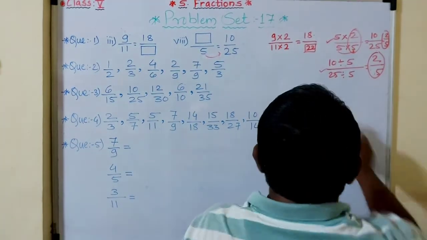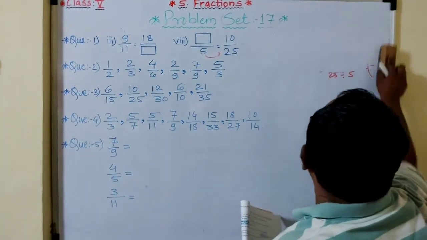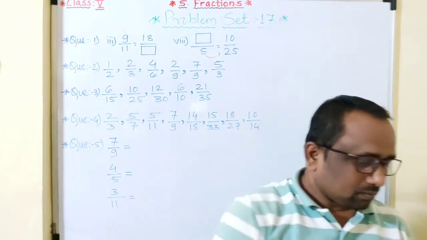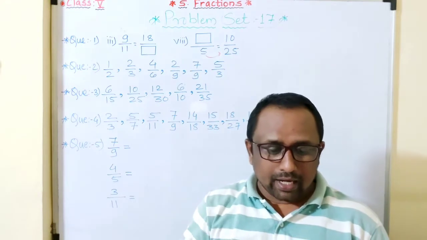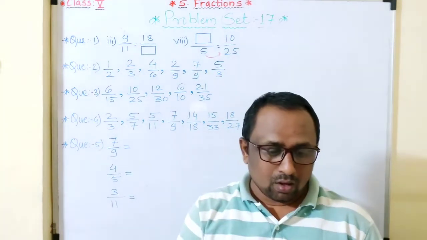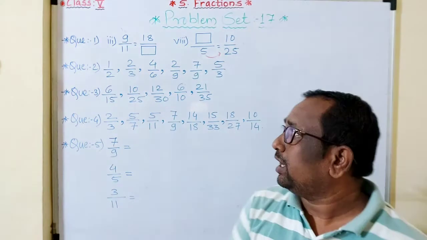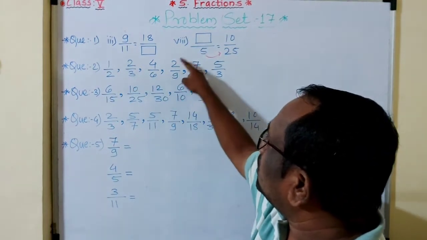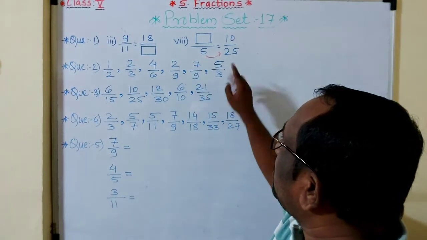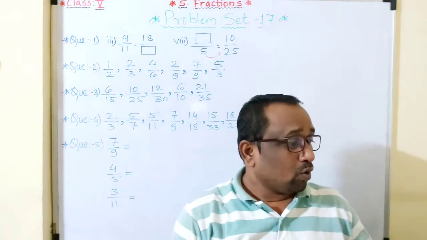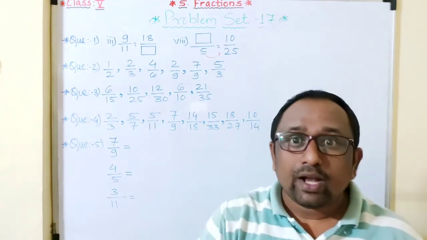Okay. Now students, second question. Find an equivalent fraction with denominator 18 for each of the following fractions. Okay, so here some fractions are given: 1 upon 2, 2 upon 3, 4 upon 6, 2 upon 9, 7 upon 19, 5 upon 3. So 3 and 3 is 6, 6 fractions are there.